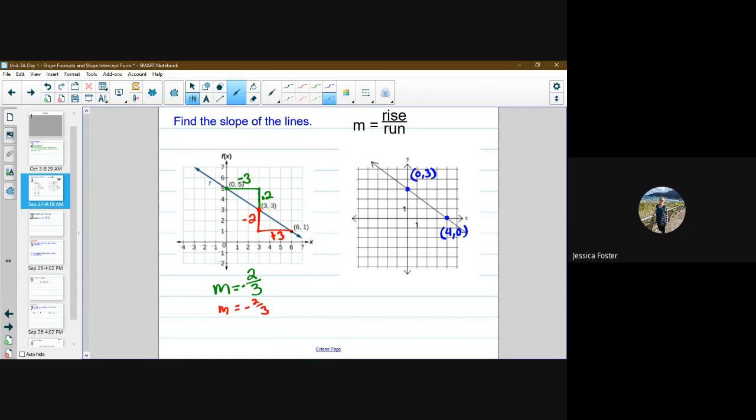So same thing, let's count our rise over our run. So I'm going to start at (0, 3) this time. I'll go down 3. So my rise, even though it's going down, is negative 3. So y values are our rises on top, so negative 3. I'm going to the right 4 spots. So positive 4. So my slope for this one is negative 3 over positive 4. There you go. That's how you can find the slope graphically.